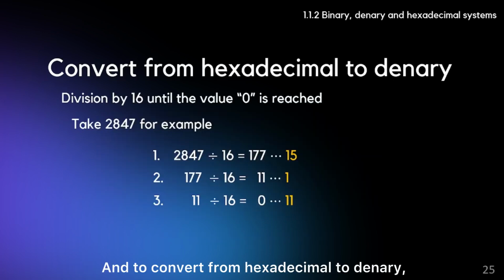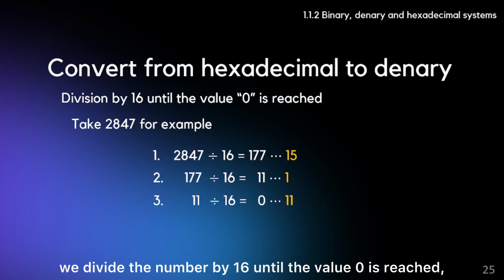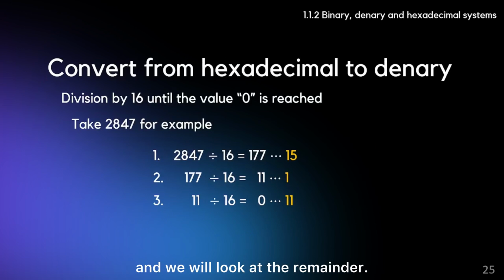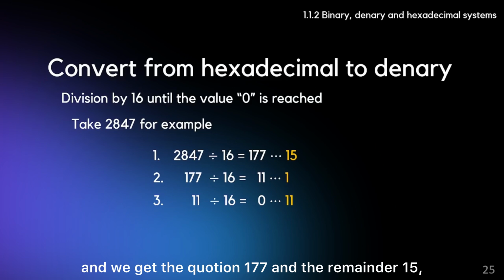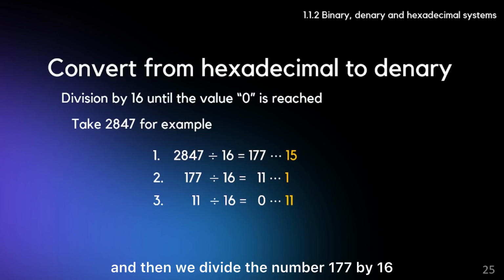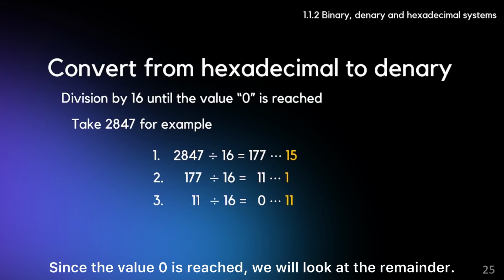And to convert from ternary to hexadecimal, we divide the number by 16 until the value 0 is reached, and we will look at the remainder. Take 2847 for example. First, we divide 2847 by 16 and we get the quotient 177 and the remainder 15. And then we divide the number 177 by 16 and get the quotient 11 and the remainder 1. And then we divide the number 11 by 16 and get the quotient 0 and the remainder 11. Since the value 0 is reached, we will look at the remainder.